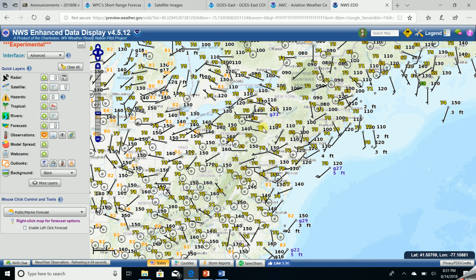So we go down this way. Here's 1012 again, right over in here somewhere. And then down and off the coast, and then back up along the East Coast. So you can see how you just connect the dots of these isobars.